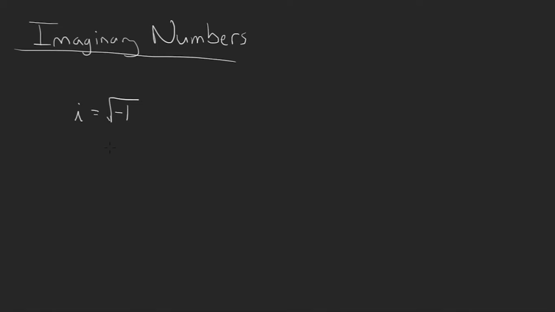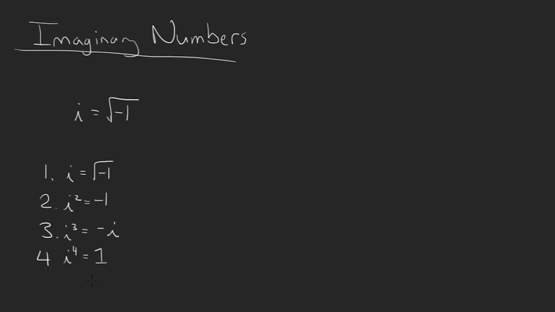Now, for the ACT, you need to know 2 things. The first thing is the pattern of i. You have i is equal to the square root of -1. i squared is equal to, now think about it, square root of -1 squared is just going to be -1. i cubed is equal to -i, and i to the 4th is equal to 1.